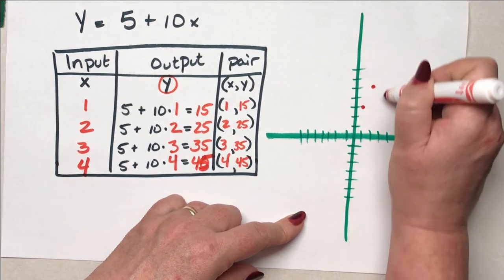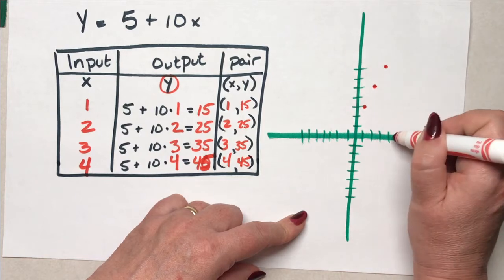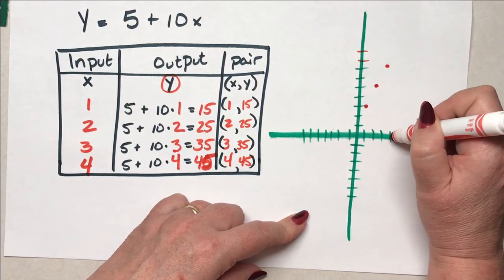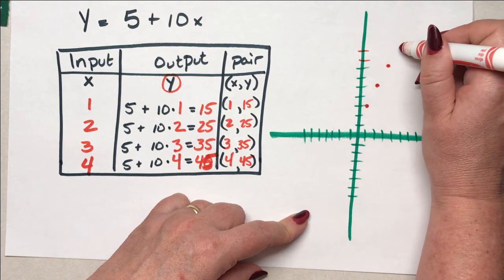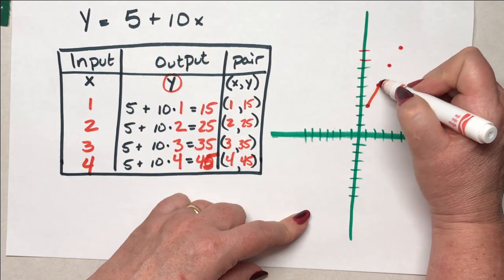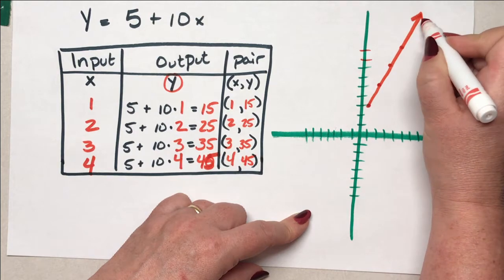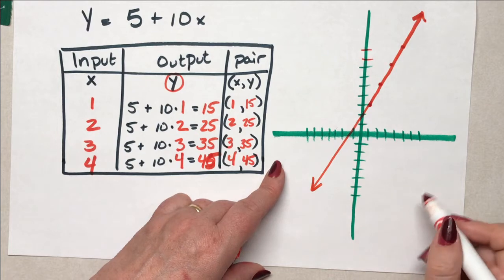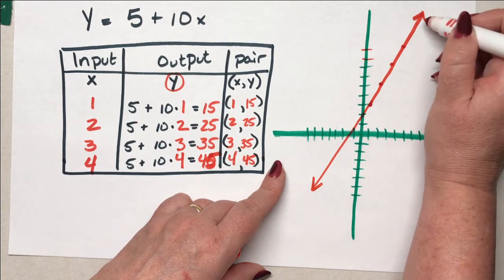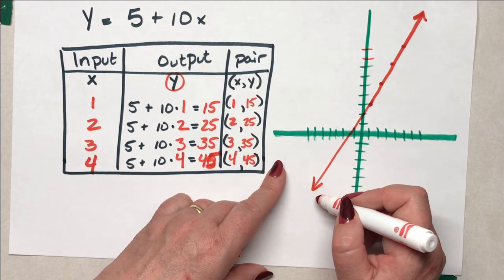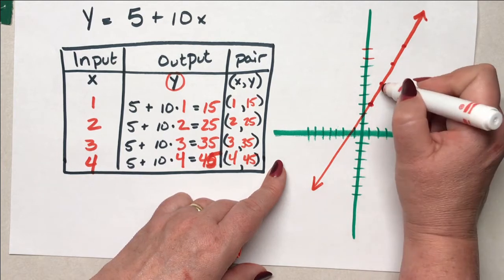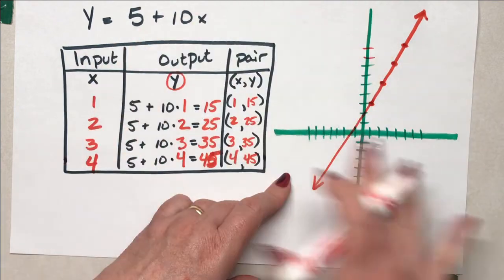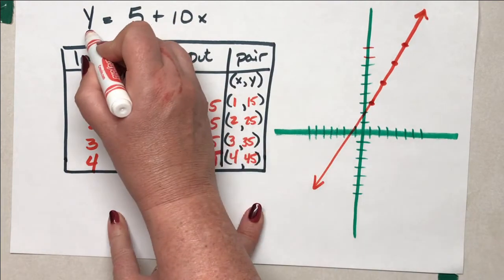Over 3 and up 35. Over 4 and up 45. And check it out. This makes a straight line. And when you draw a straight line on a coordinate plane, you extend each edge past the axes with an arrow to indicate that it's going to continue on, but you can still see the points that you plotted. This is the correct way to graph this line.